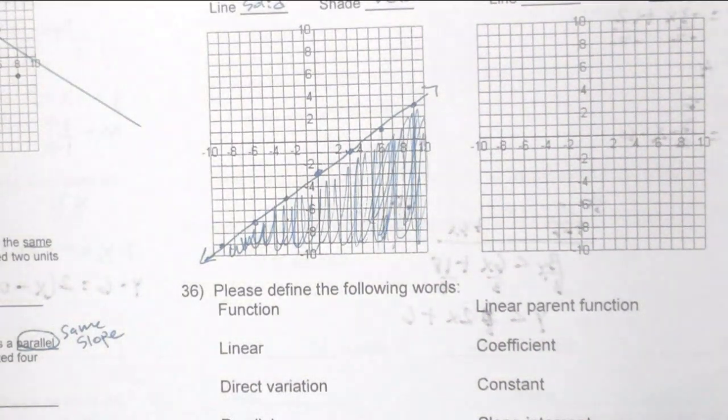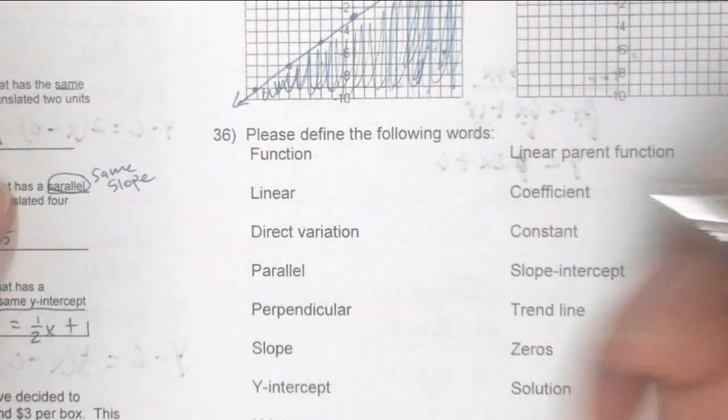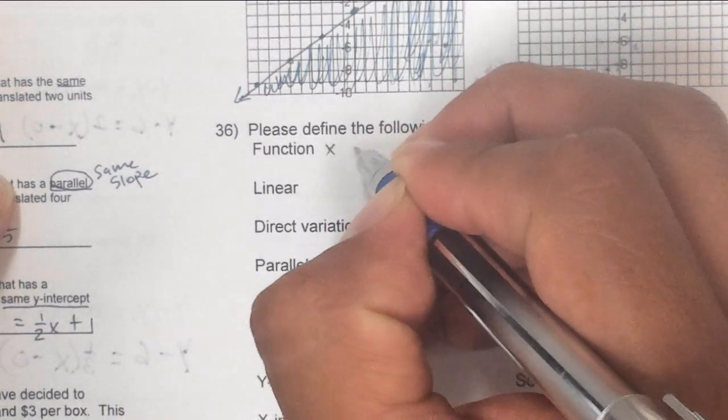Okay, last section of the review. You have to define a few things. Whatever you remember about these words, just write them down, okay? I'll go ahead and write a few things. If I miss anything, you can add, of course. And here we go. Function. Well, if I want to know that something is a function, x cannot repeat.